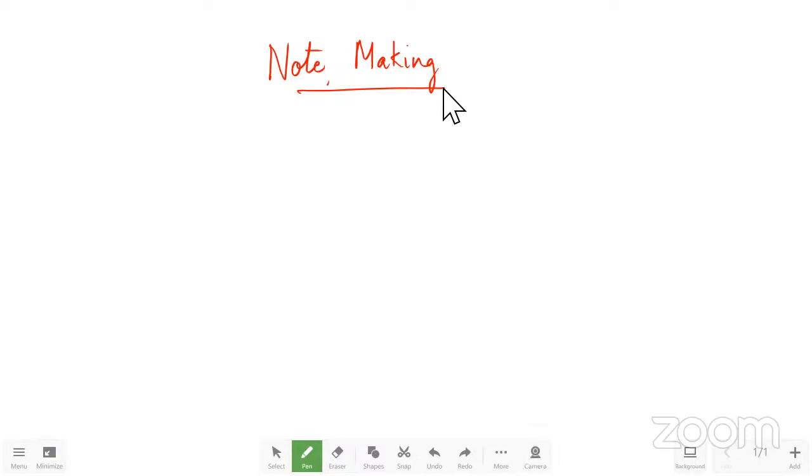By that, word by word. To just take down the important point, and that is how note making gets to be written.